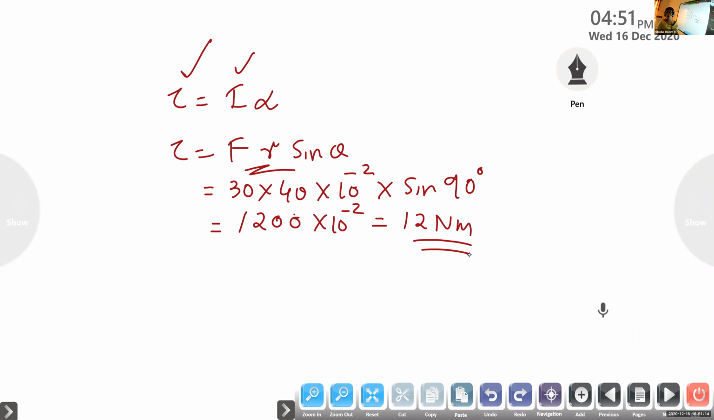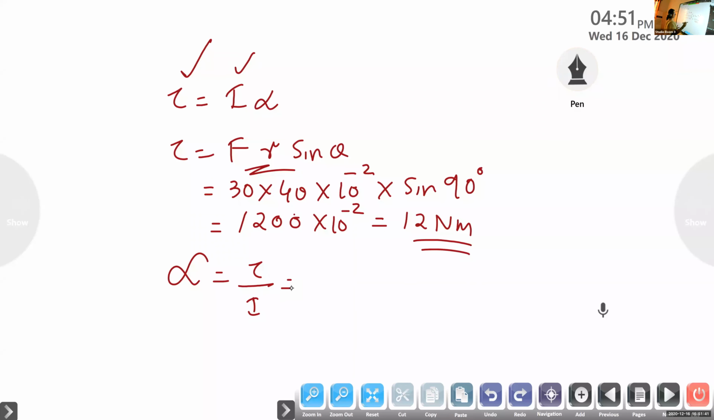We are not using I omega because there is no need of this. Our intention is to find out alpha, angular acceleration. So depending upon the question, you have to use any of the formulas you have learned. Now we can substitute. Alpha is equal to torque by I.